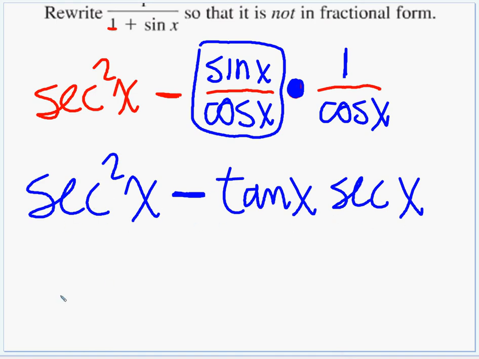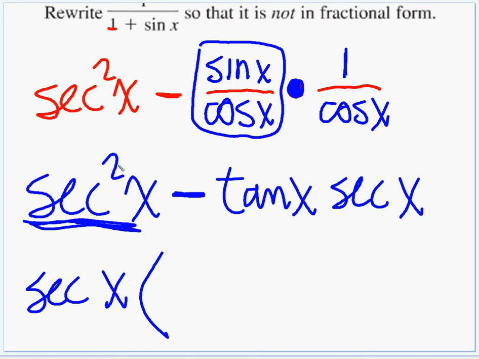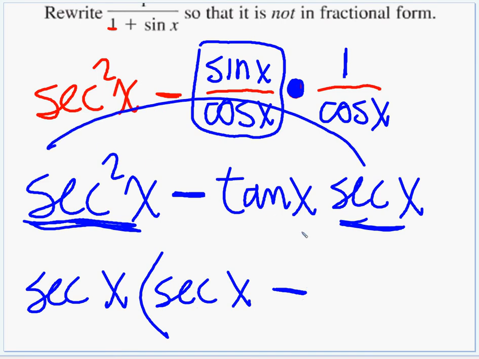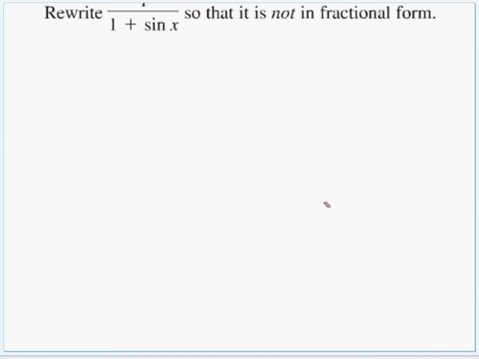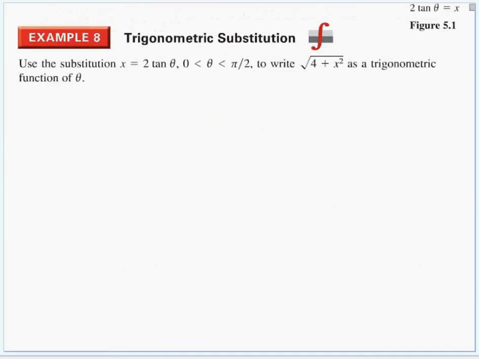But if you want to, I guess we could pull out a secant x. So this term here, secant squared, would get knocked down a power to secant x minus. This secant has been factored out fully, so we would have a tan x there. Again, if you do not do that step in the homework or on a test, I would not even think about deducting half a point. All right, on to example 8.